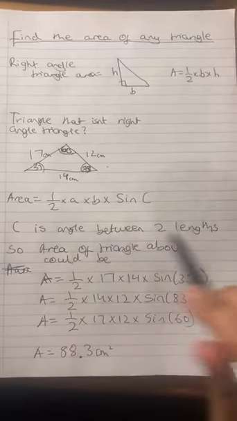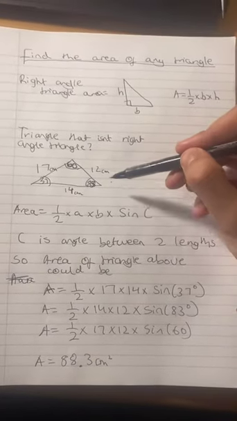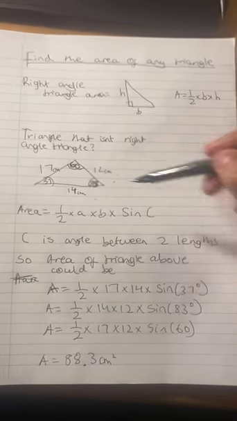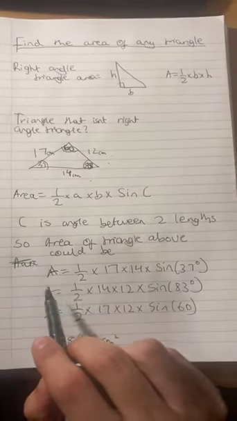So C is the angle between any two lengths. So let's say we have 12 and 14. The angle between that is 83 degrees. So that will be C. Now, there's three possible ways to calculate area.